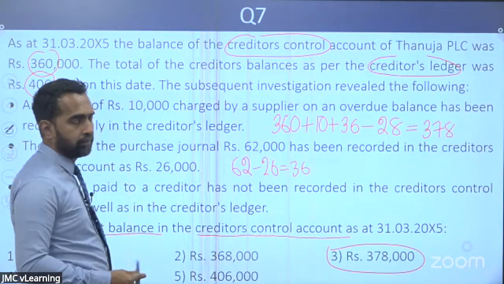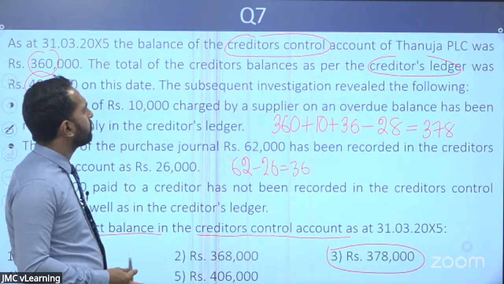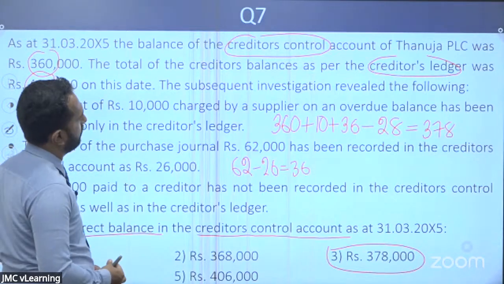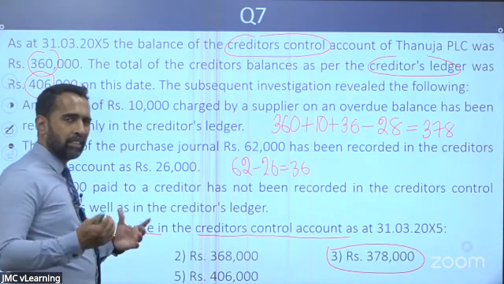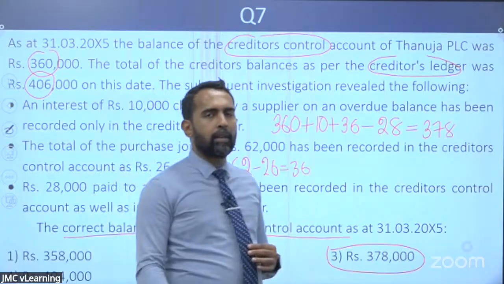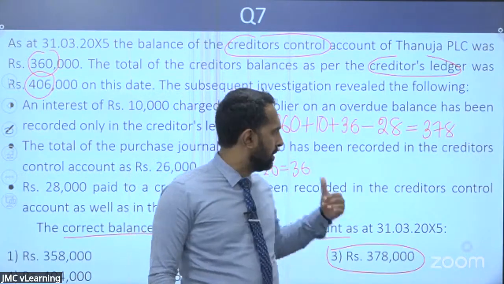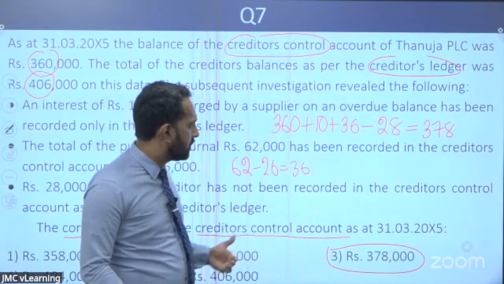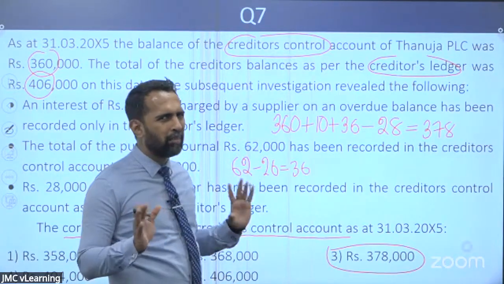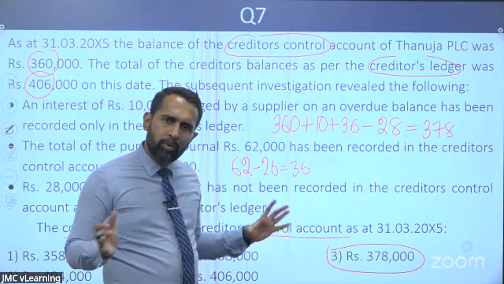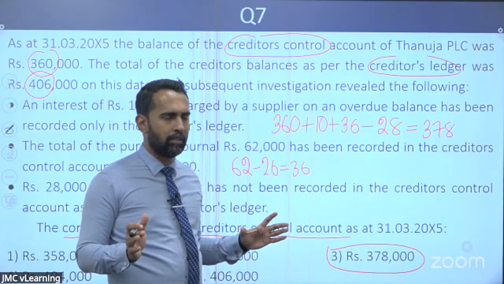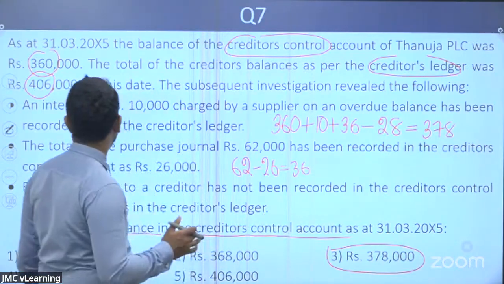378 is the answer. Okay. Right. So they are asking you to calculate the creditors control account, the corrected balance. So we looked at the items, then we do the correction as plus and minus. Very easy. You don't have to open up a T account to do this. You can just do it on a plus minus basis.